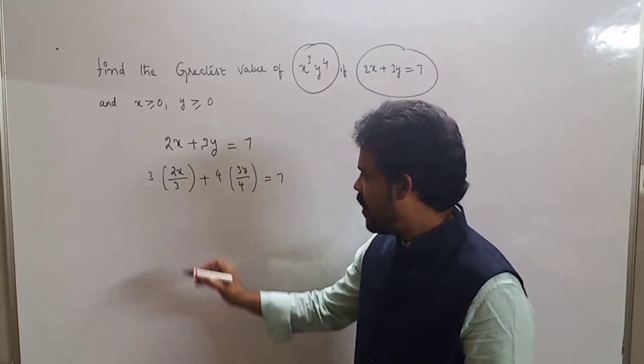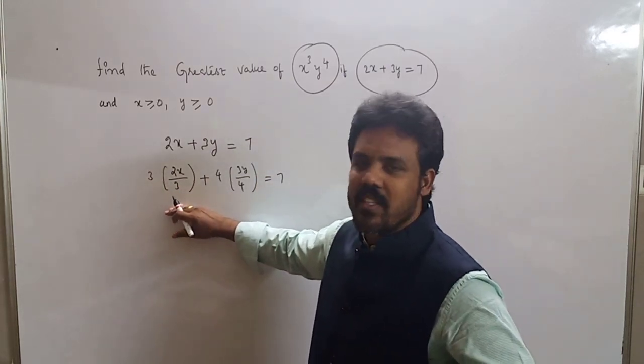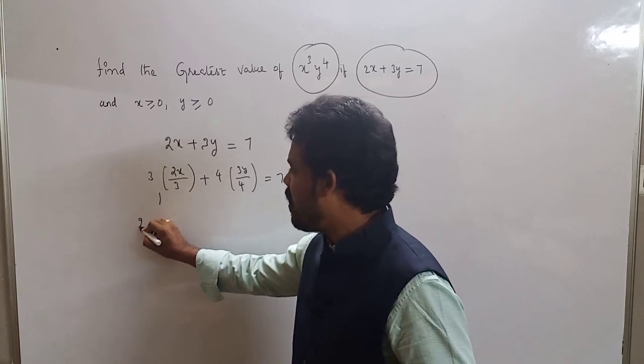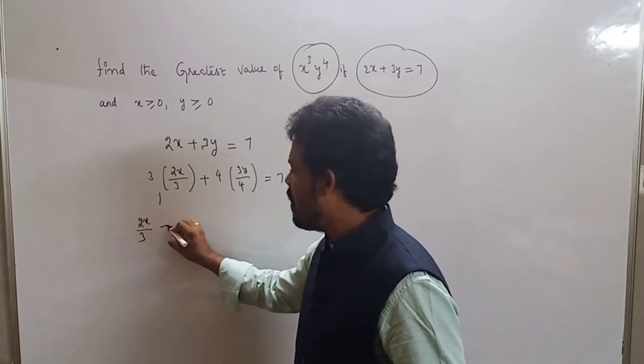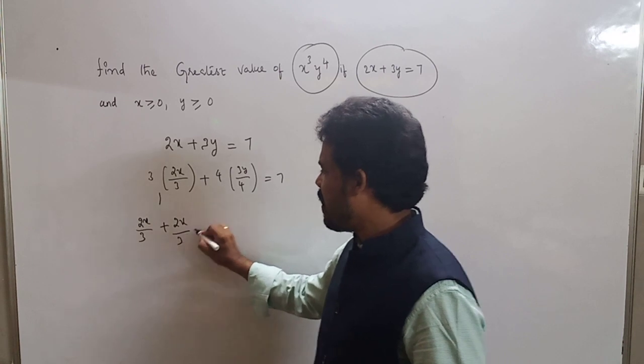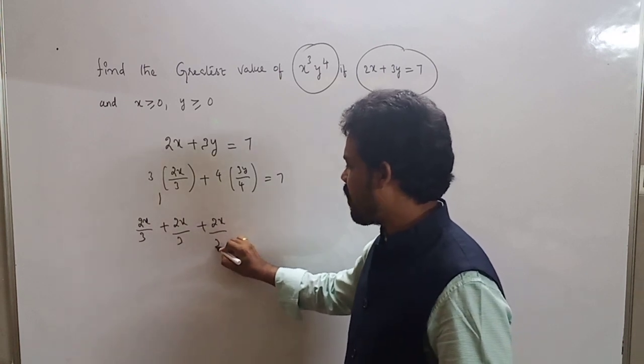After this, you write this as 3 times 2x over 3. That means this will be what? 2x/3 plus 2x/3 plus 2x/3.